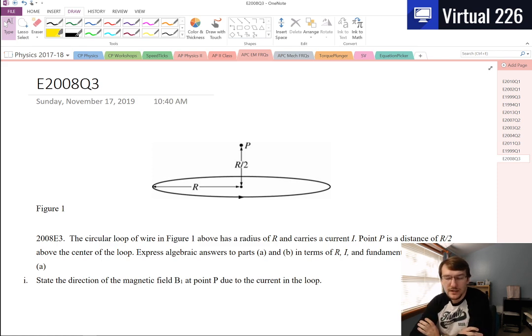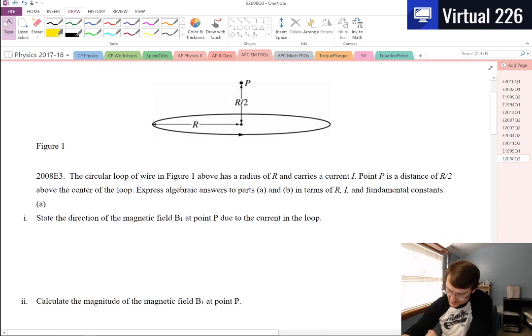Okay, what we're looking at here is an AP Physics C electricity and magnetism question from 2008. It's the third question from that exam, dealing with the Biot-Savart Law. What we have here is a circular loop of wire with a big radius r, and it's carrying a current I. At a point P, a distance of half the radius above the wire, we would like to figure out a few different things here. And we're expected to express all of our answers in terms of r, I, and fundamental constants.